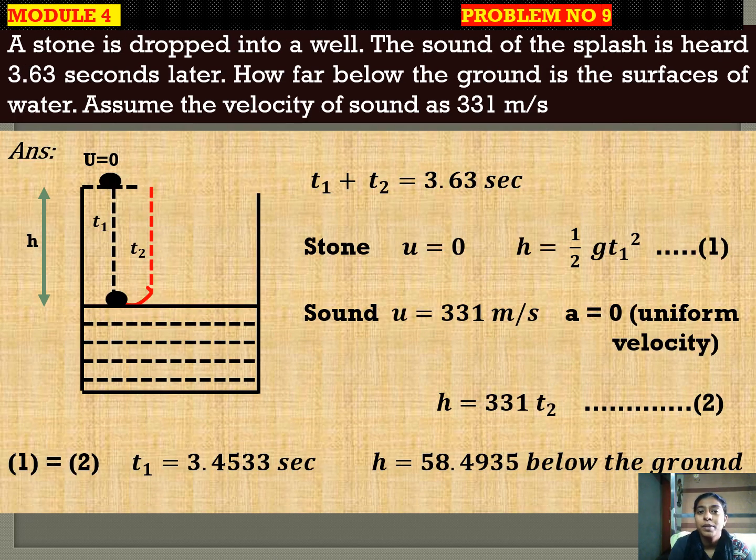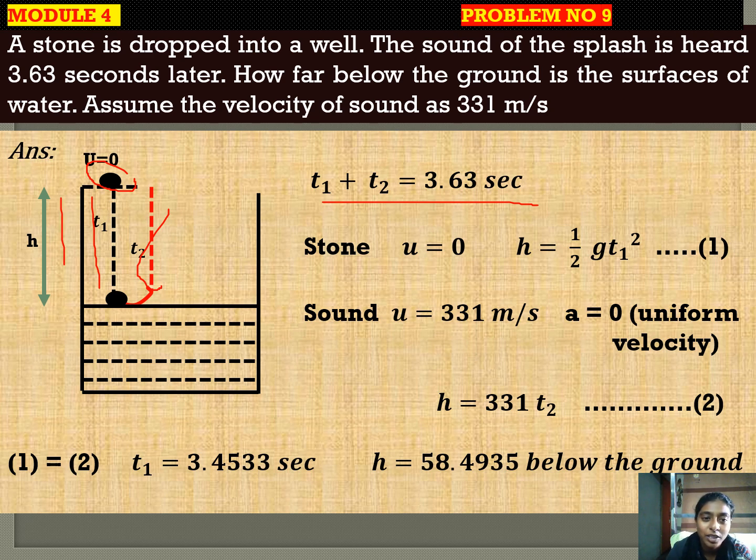Now, ninth problem, a stone is dropped into a well. So, this is the stone. So, this stone is dropped into the well. The sound of the splash is heard 3.6 seconds later. That is, T1 plus T2, we get 3.63 seconds. How far below the ground is the surface of water? We need to find h.